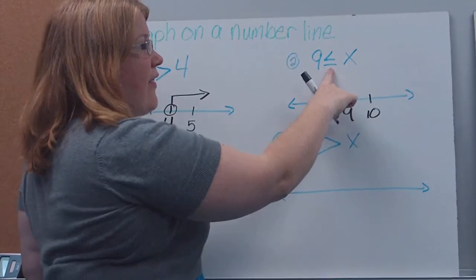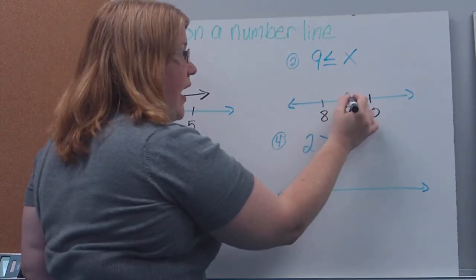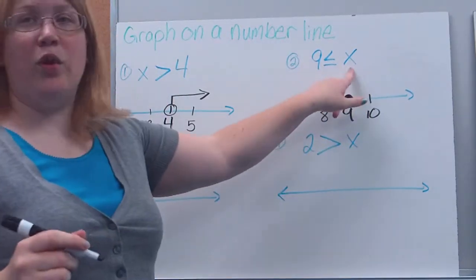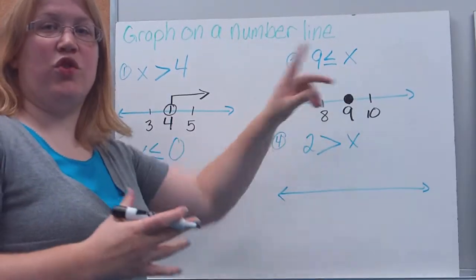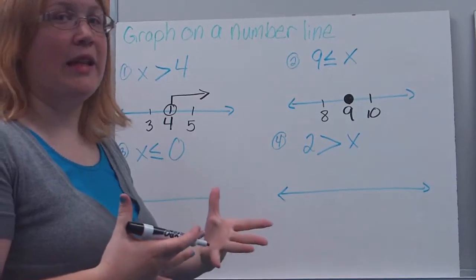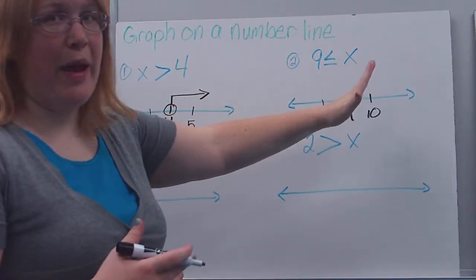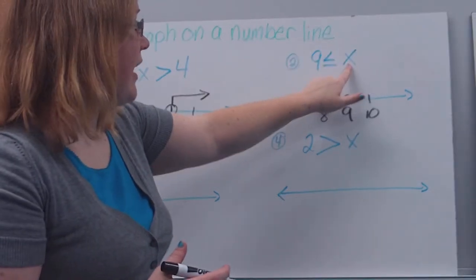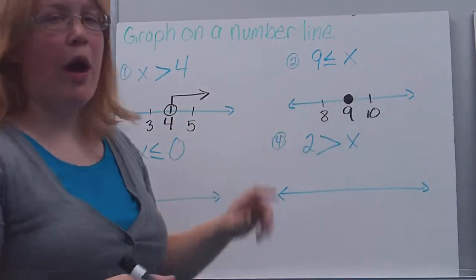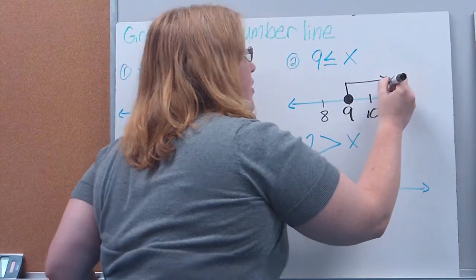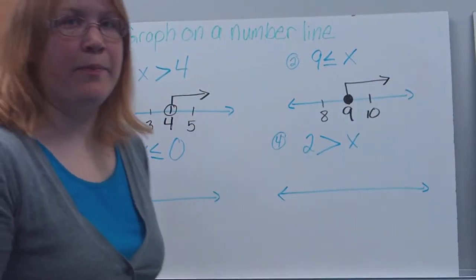Here you'll notice I have a less than or equal to sign. So that means I'm using a closed circle because 9 is equal to 9. So that would make this a true statement. I want that 9 in there. Then I'm looking for, and I'm going to read this backwards, I always look at the variable first. X is greater than 9. So I want numbers that are bigger than 9. So I'm going to go this way.